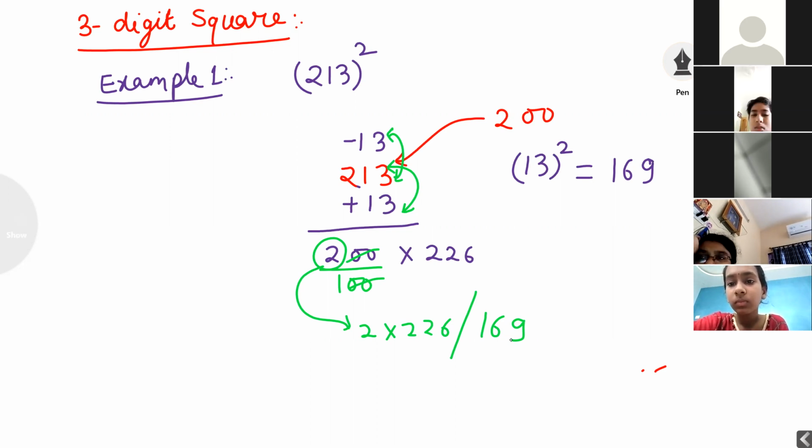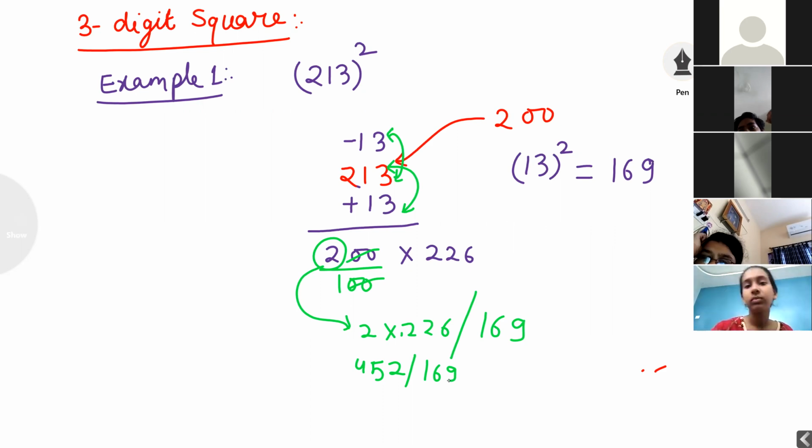Now this 2 I will multiply with the whole number. 2 6 12. Don't multiply from the left side, 2 will multiply from the right side. 2 6 12. 2 2 4 plus 1 is 5, and 2 2 4. Now this number has come 452 oblique 169. Don't ask where you got 169, because whatever number I have added, that square I have written here.